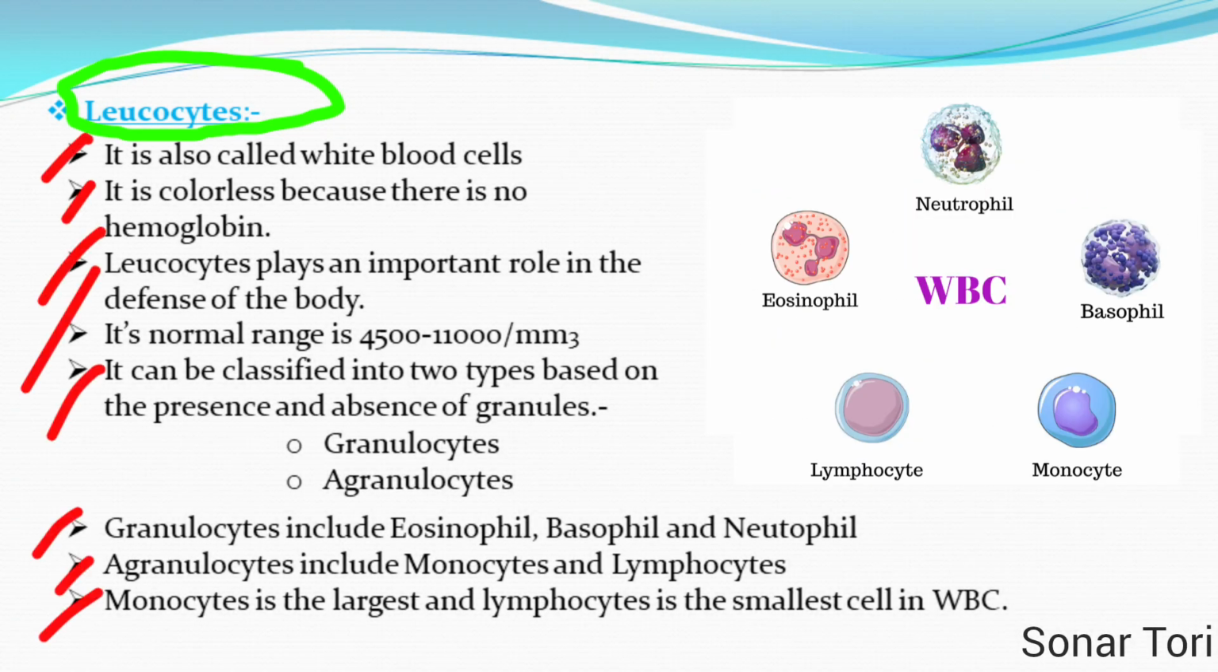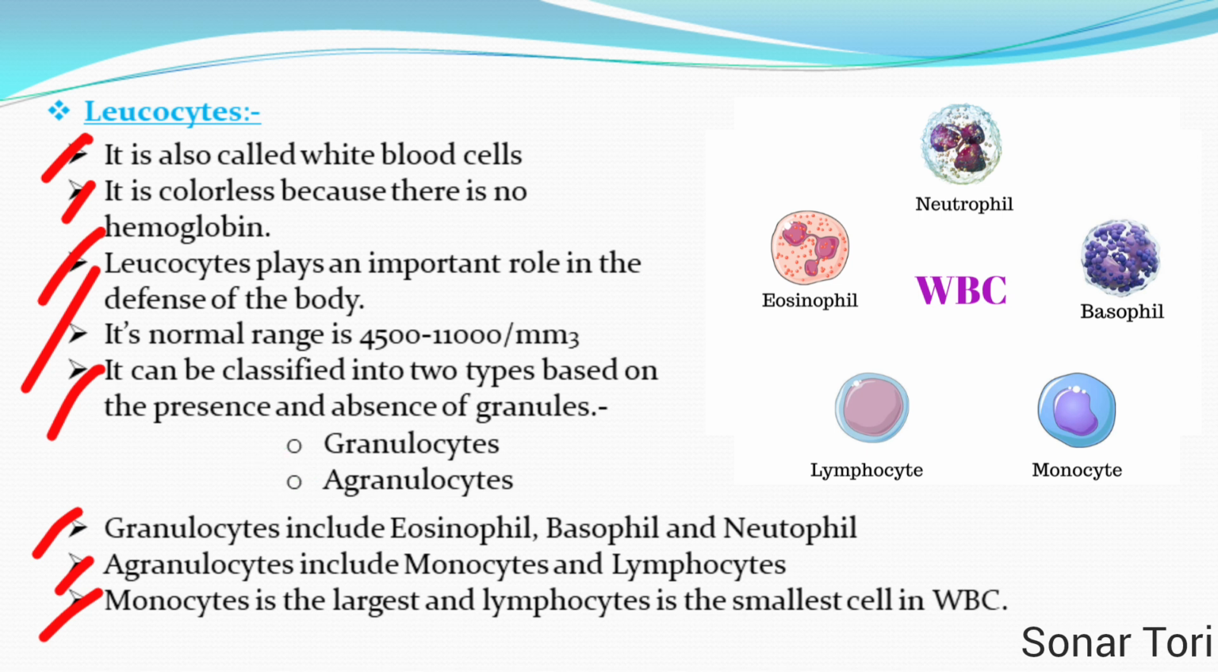Leukocyte. It is also called white blood cell. It is colorless because there is no hemoglobin present. Leukocytes play an important role in the defense of the body. Its normal range is 4,500 to 11,000 per cubic millimeter. It can be classified into two types based on the presence or absence of the granules. It is granulocyte and agranulocyte.